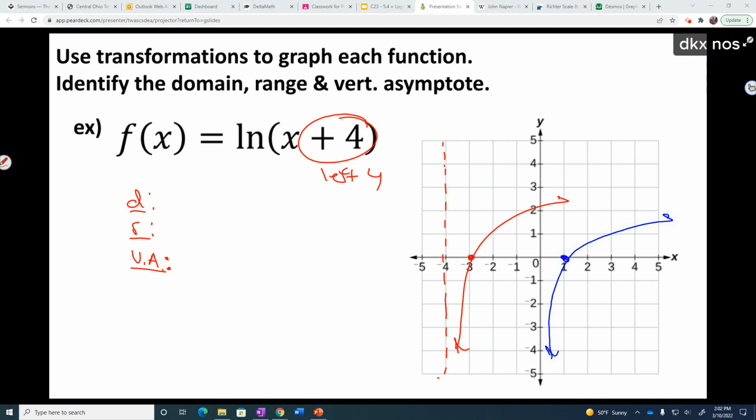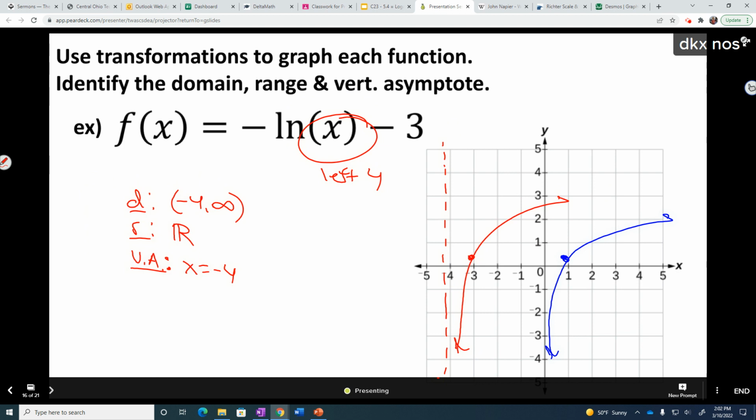What's the new domain? Negative 4, because we shifted it over 4, right? So now it goes all the way over to negative 4. The range always stays all real numbers. And then the vertical asymptote moves left 4 as well. So pretty easy. All you have to do is get the shape down, and then it's all the same transformations as this.